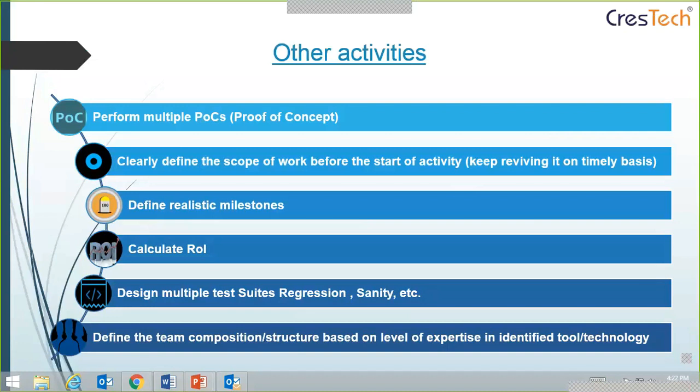So Nikita, we have time for one more question. This has been recommended by one of the attendees: is there any process for automation tool or framework selection?